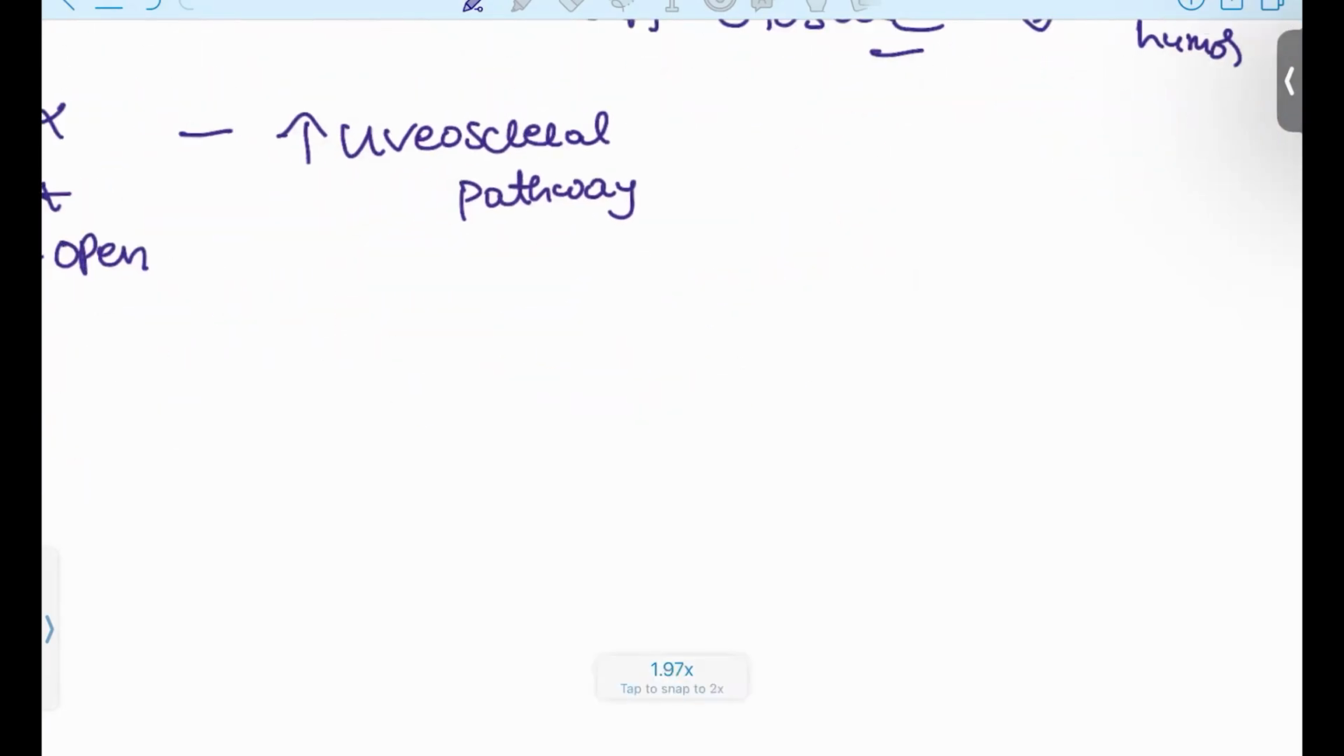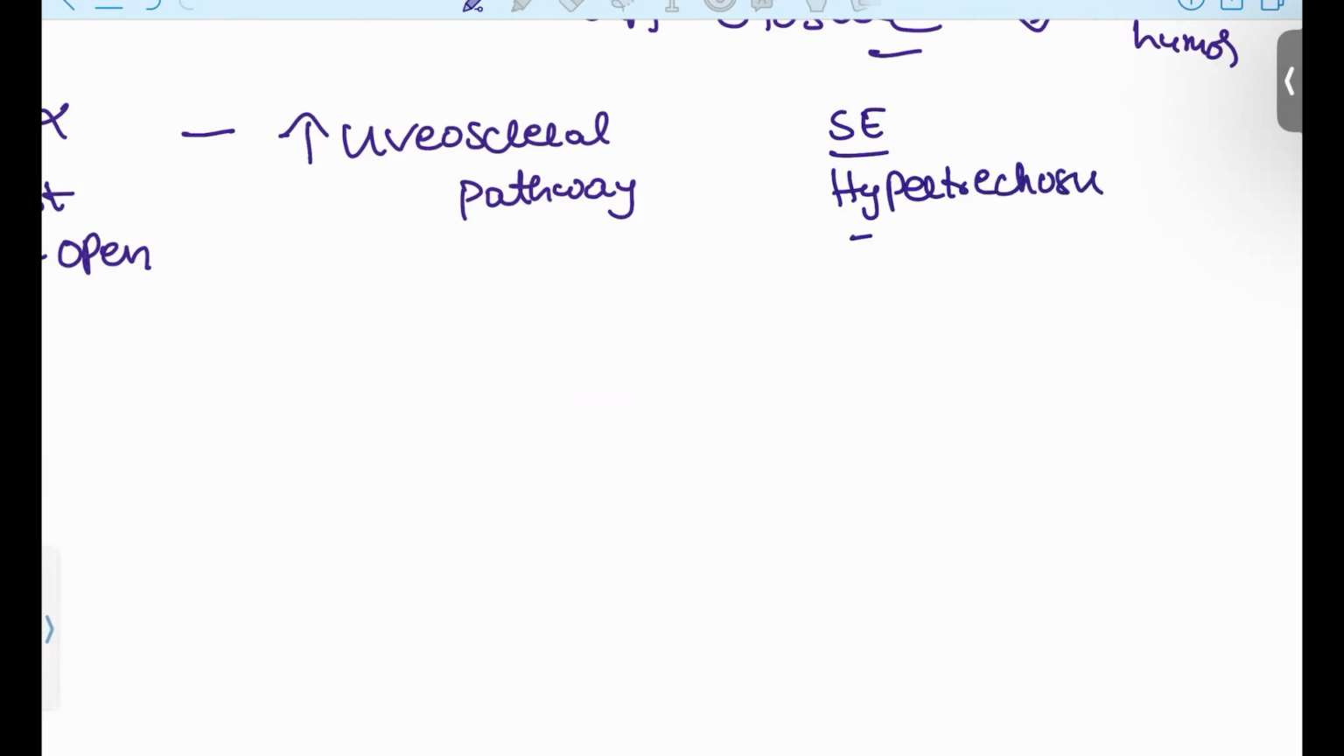But there are some side effects that are concerning. What are those side effects? Especially you will see hypertrichosis in this patient. Along with that, iris pigmentation is seen.